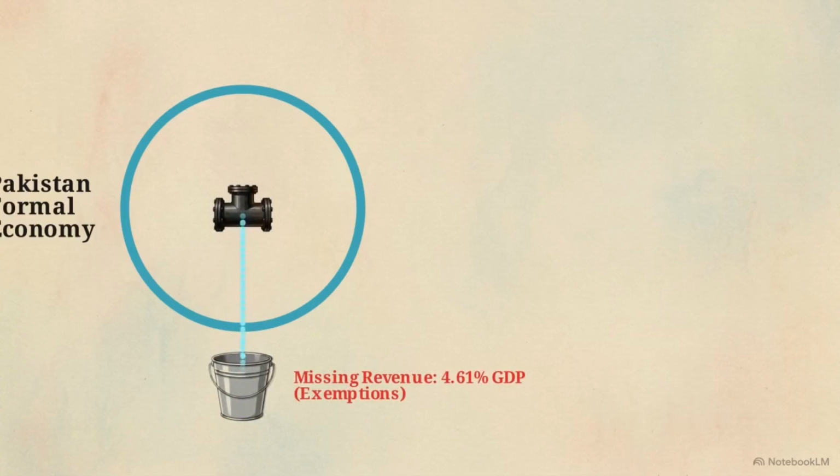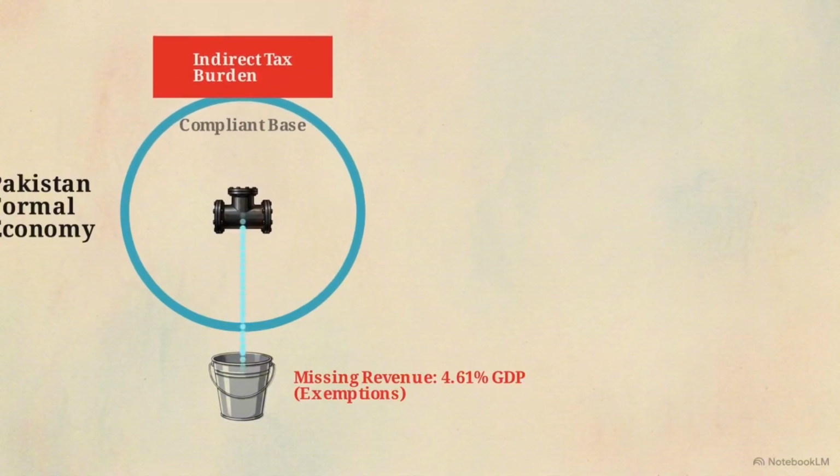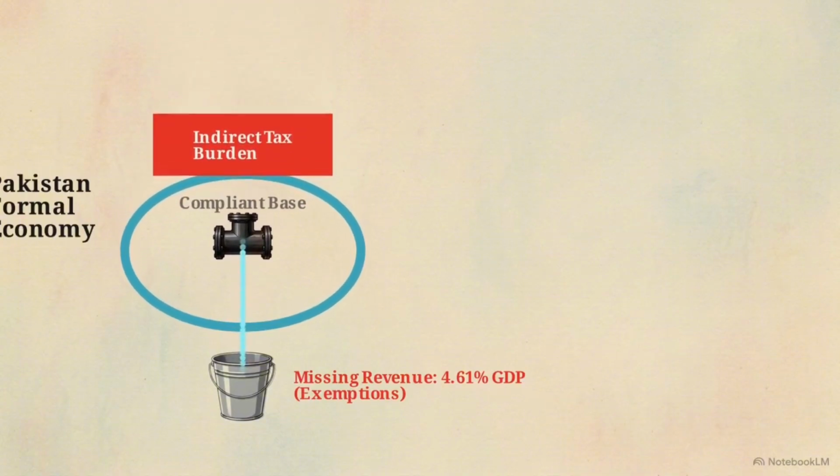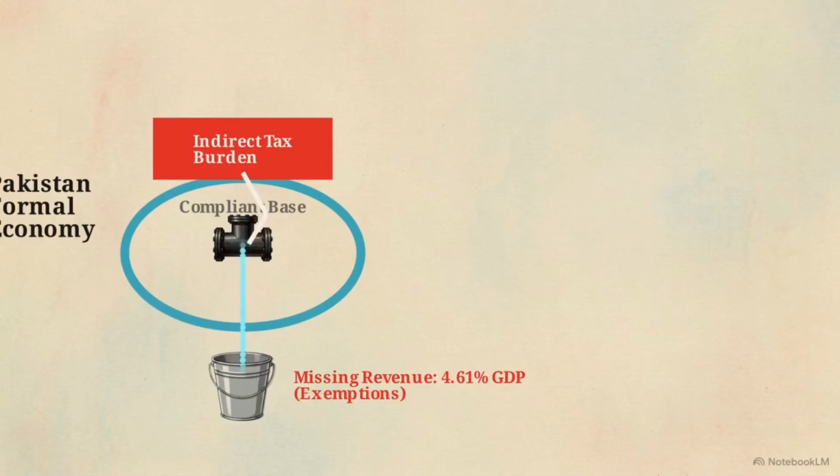This diagram maps the mechanism of the capability trap inside Pakistan's formal economy. In a single year, tax exemptions granted to politically connected sectors siphoned 4.61% of GDP out of the system. That missing revenue is larger than the entire primary surplus the government currently boasts about. To keep the state running, the government forces the remaining compliant formal sectors to absorb the cost through aggressive indirect taxation. The compliance burden becomes lethal.